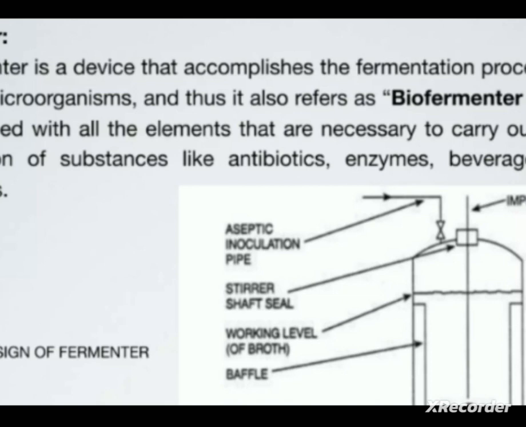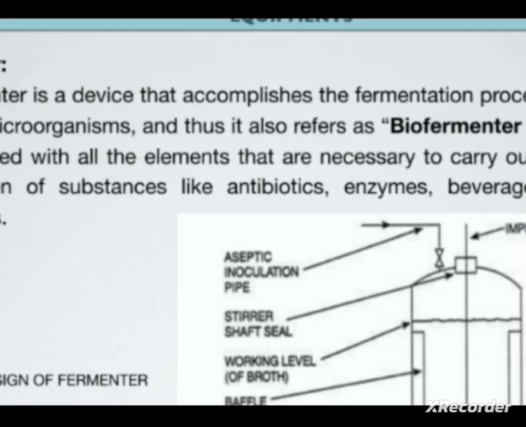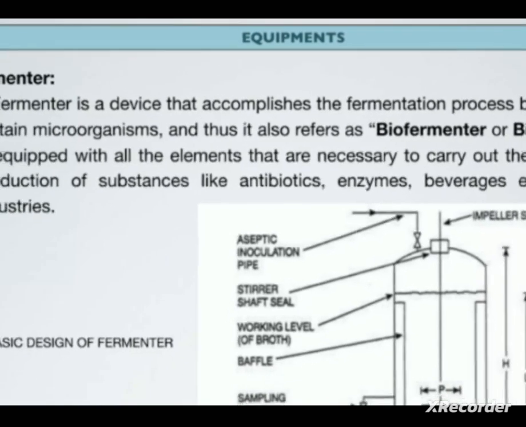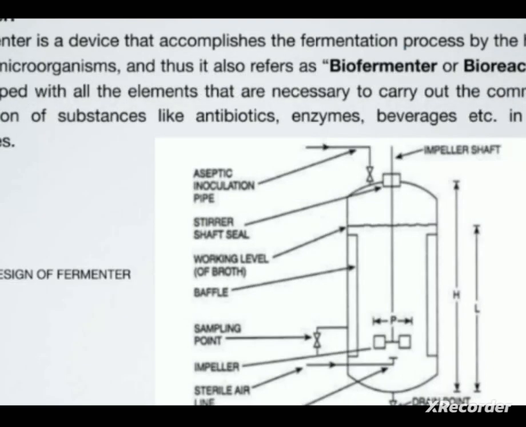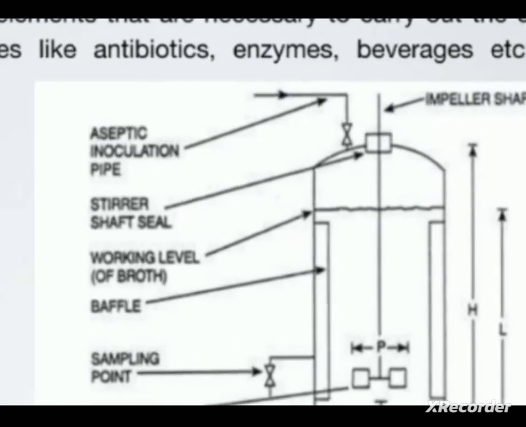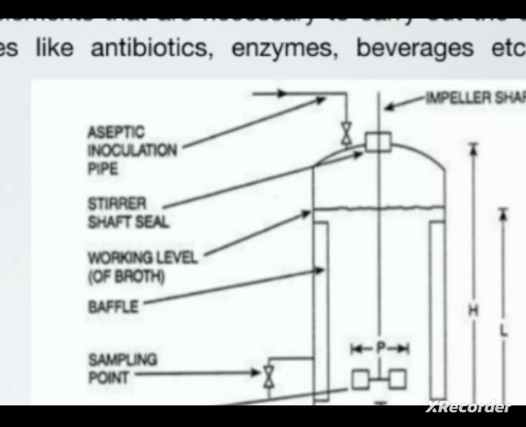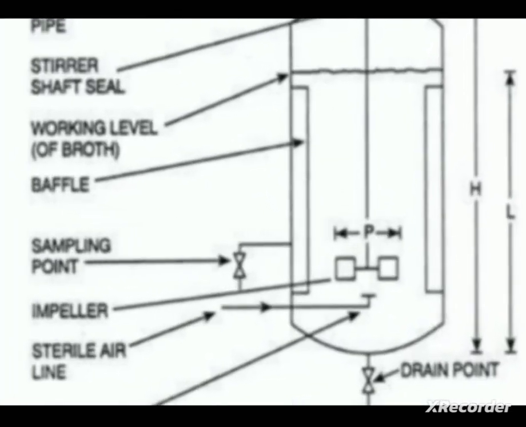A fermentator is a device that accomplishes the fermentation process with the help of certain microorganisms, and thus it is also referred to as a biofermenter, fermenter or bioreactor. Why is it called a biofermenter or bioreactor? Because it carries out a biological process. Biological process means substances like antibiotics, enzymes, beverages. Beverages means for the food industry, etc. It is helpful. See the different parts of a simple fermentator.